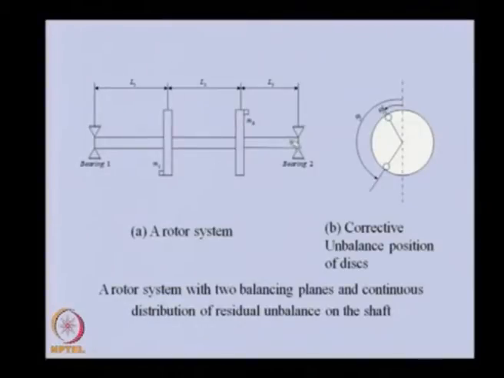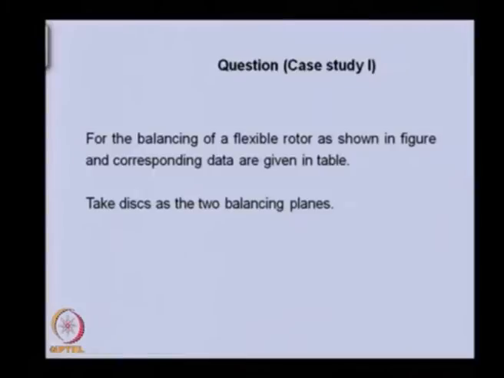In the second case study, we will extend this method to when we have residual unbalance in the shaft also, along with the residual unbalance in these disks. That means we will choose a distributed residual unbalance in the shaft in the form of a sine function, and then we will try to balance that particular rotor up to the second speed using these two balancing planes. For illustration, we will always be using numerical responses.